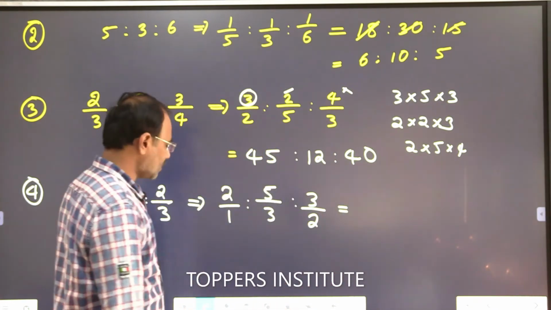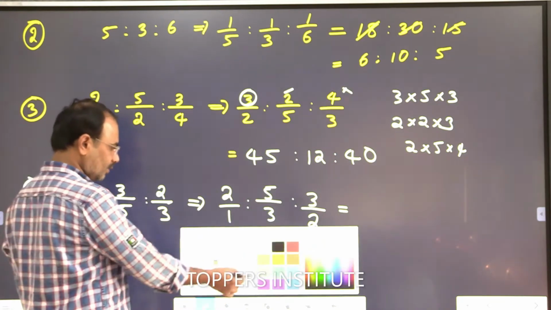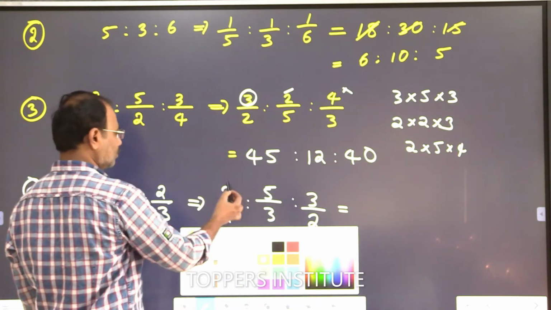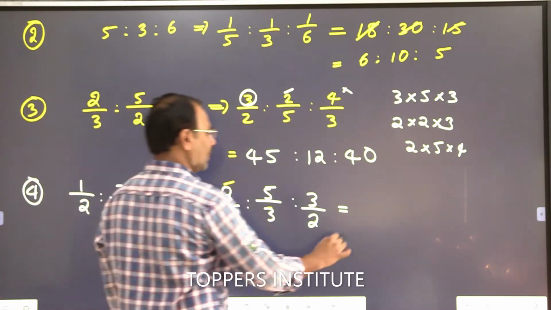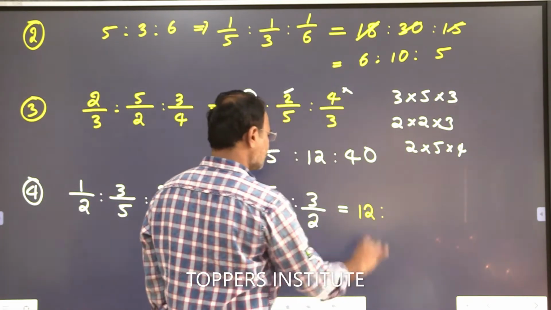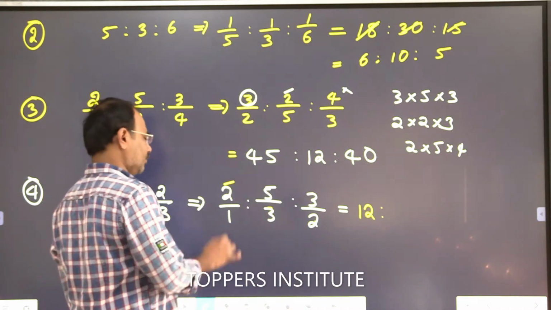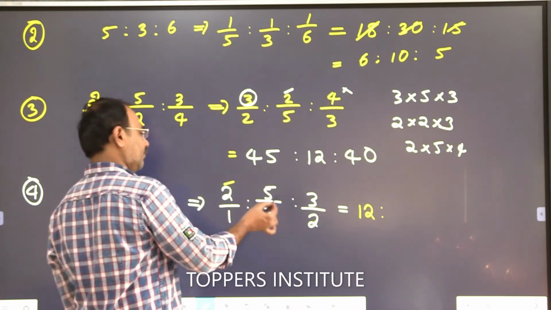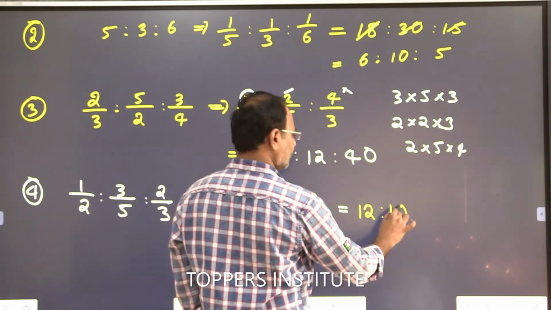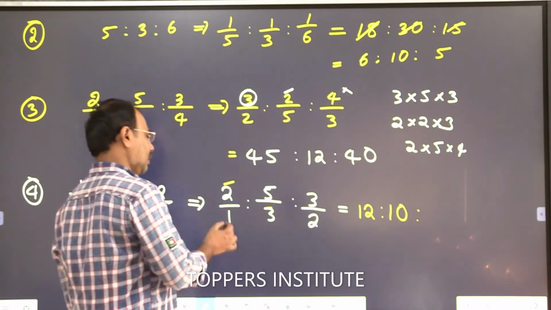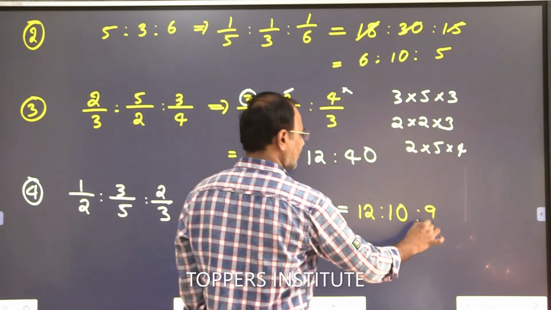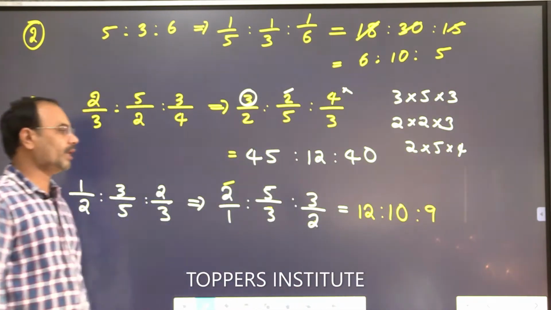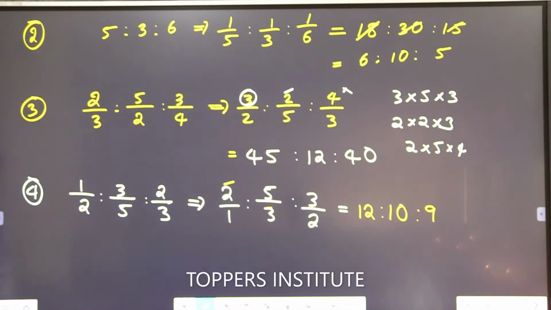So what is the first term? 2 3 2: 2 3 6, 6 2 12. 12 is the first term. Next term 1 5 2: 1 into 5 is 5, 5 2 is 10. Last term 1 3 3: 1 into 3 is 3, 3 3 is 9, right. So 12 is to 10 is to 9 is the inverse ratio of the given ratio.